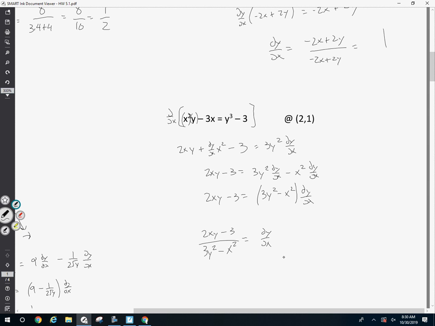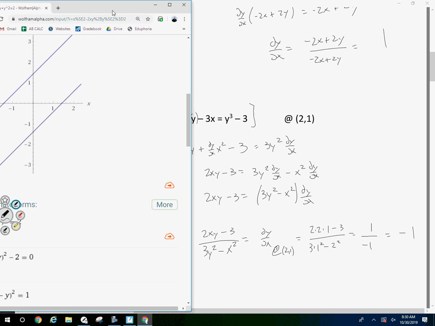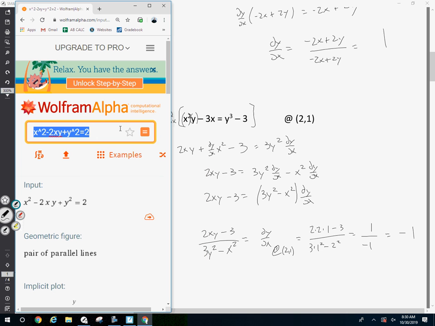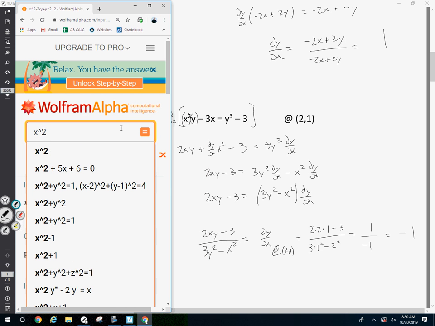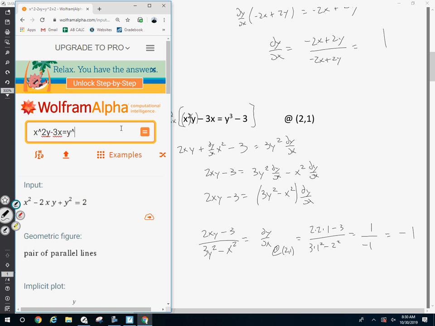We're going to find this at 2, 1. Two times 1 minus 3 over 3 times 1 squared minus 2 squared. So 4 minus 3 is 1. 3 minus 4 is -1, so I get a slope of -1. Let's look. X squared y minus 3x equals y cubed minus 3.